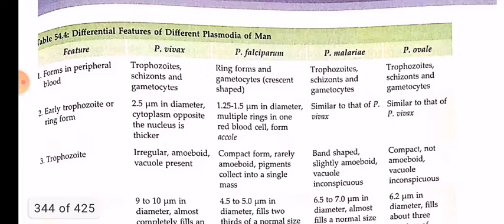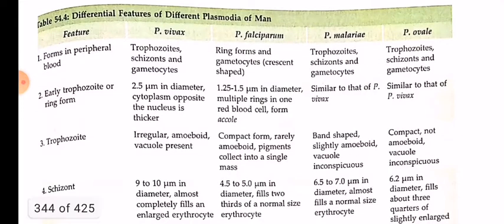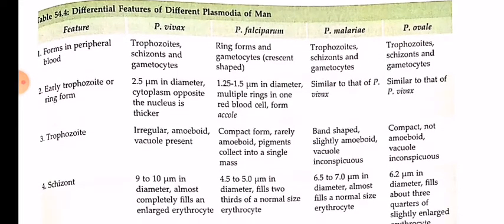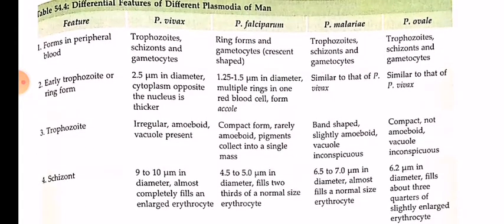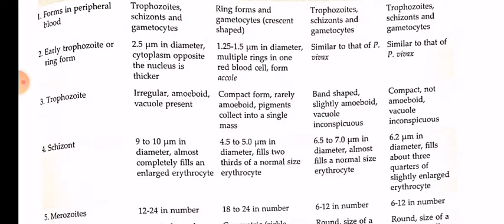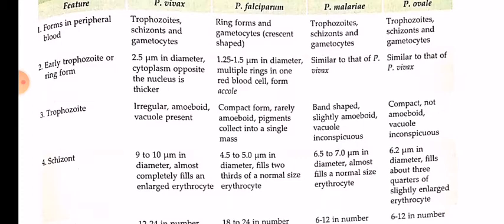Okay, so differential features of the different plasmodia of man. We'll be only focusing on the Plasmodium vivax since it's often asked in examinations, so we'll do it. Feature: Plasmodium vivax form in peripheral blood, trophozoites, schizonts, and gametocytes. Early trophozoite or ring form. It is 2.5 micrometer in diameter. Cytoplasm opposite the nucleus is thicker.